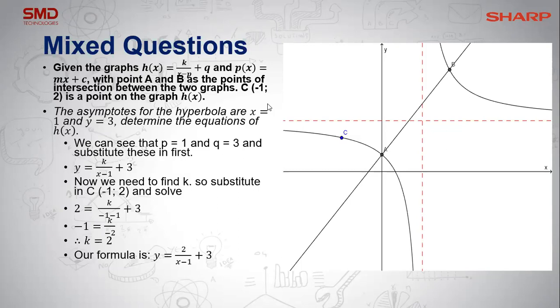So we know from our asymptote equations that p is going to be equal to 1 and q is going to be equal to 3. And we can substitute that in. So that's already given us 2 out of the 3 things that we need. Then, of course, we need to find k. And to find k, we just substitute our c value in, which is negative 1 and 2. So 2 is equal to k over negative 1 minus 1, again because you're substituting in your x first, plus 3. And then we take the 3 to the other side, becomes negative 3. So we've got negative 1 is equal to k over negative 2. So k is equal to 2, because negative 1 times negative 2 is 2. And then, of course, we substitute this back into our formula, and we get the solution.